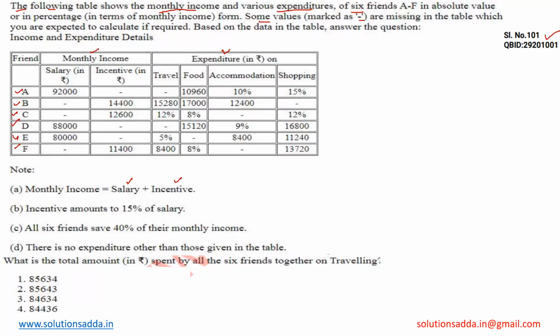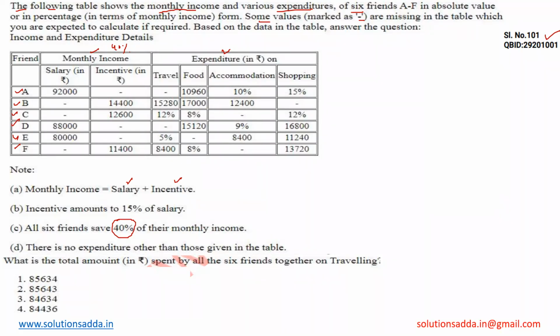Next statement says that incentive amounts to 15% of salary. That means the amount written here, for example 14,400, is 15% of this person's monthly salary. We can find this value easily. Next statement says that all 6 friends save 40% of their monthly income. That means salary plus incentive becomes the monthly income, and every person has saved 40% of this monthly income.